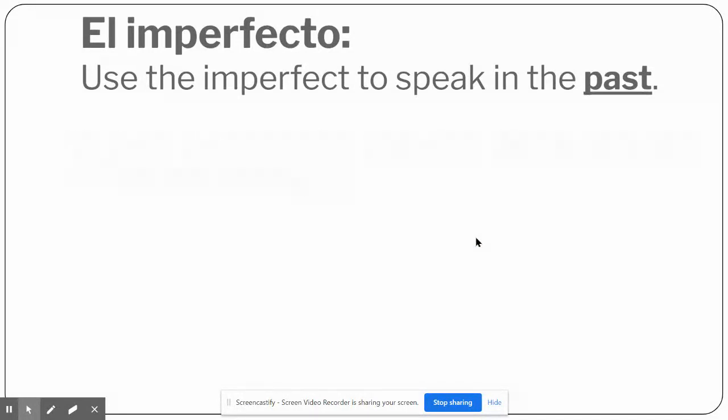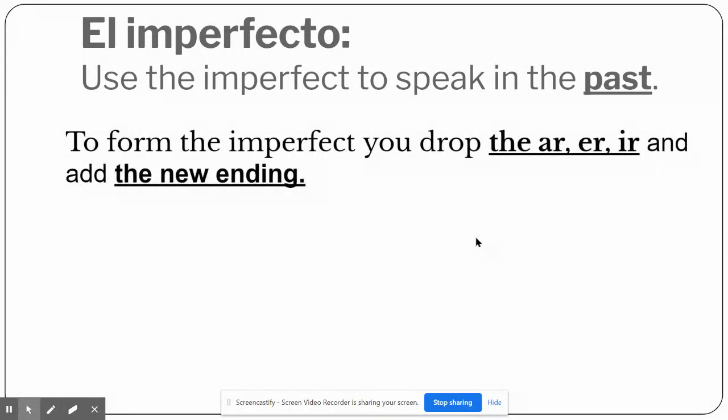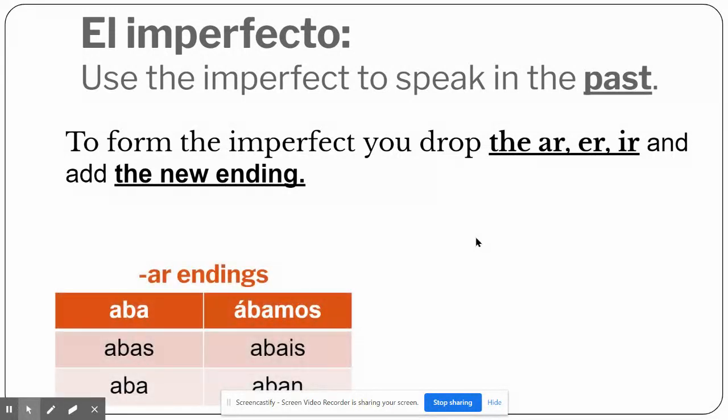Okay, some more things to keep in mind. How do we form the imperfect? So we're going to drop our ending, whether it's an AR, ER, IR ending, and we're going to add a new ending back on. So if it's an AR verb, these are the endings that we have. We have aba, abas, aba, ábamos, abais, and aban. So nosotros is the only one that has an accent mark.